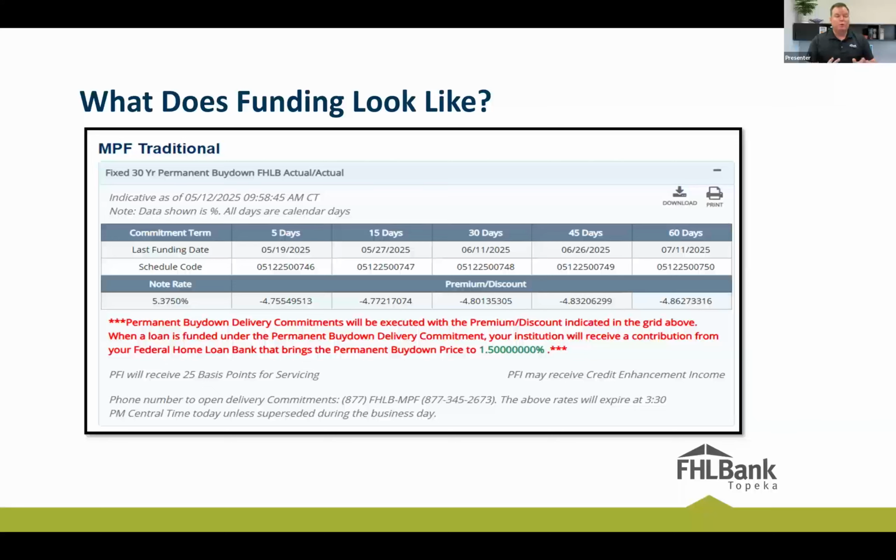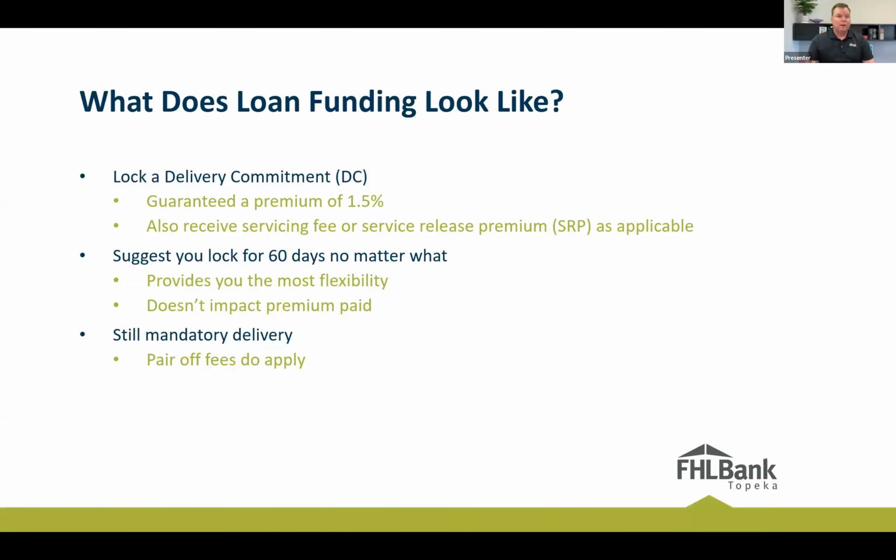You'll notice there is only one rate, so there is no ability to adjust that rate. There's no ability to move it upwards or downwards. There's no tolerance on this rate. This is the singular rate that is being offered to you. You could lock it at any variations of terms. We'll talk about that a little bit more here in a minute. But just note that right now you're guaranteed to make the 1.5% after the loan closes. Again, you lock a delivery commitment, you're guaranteed a premium of 1.5%.